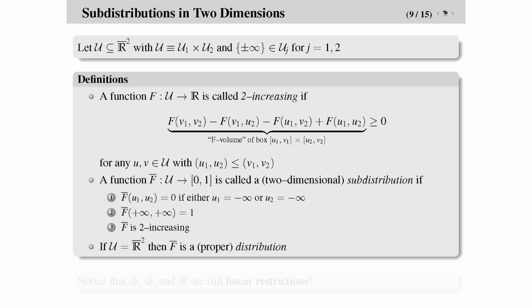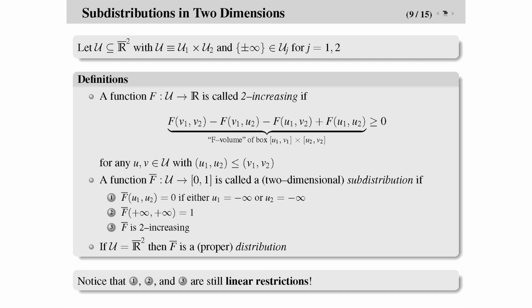So a subdistribution is a function with the same shape properties as a distribution function, but defined only on a proper subset of the two-dimensional extended real line. That proper subset should have a rectangular form, which is not super important. If that subset is the entire extended real line, then it's a distribution function in the normal sense. The important thing about this extension to two, three, or four dimensions, and why I think this approach is so powerful and easy to extend, is that these are still linear restrictions. 1 and 2 are obvious, and the two increasing condition is still a linear constraint. So everything remains in a linear programming paradigm, which means things are still easy to solve.